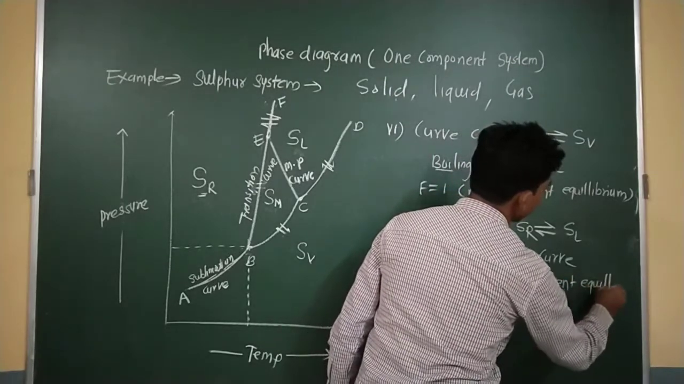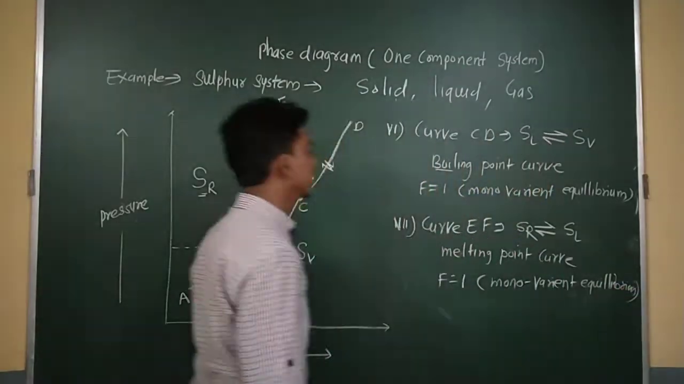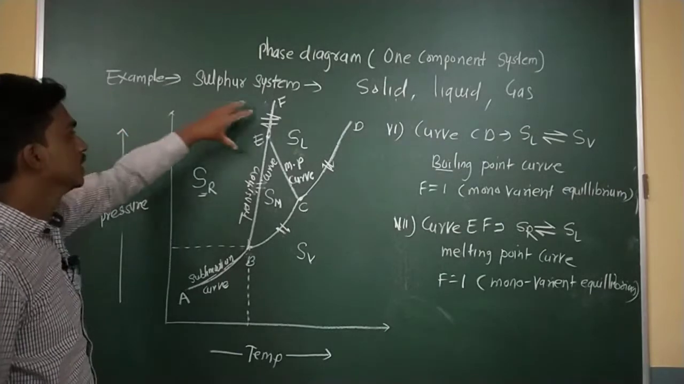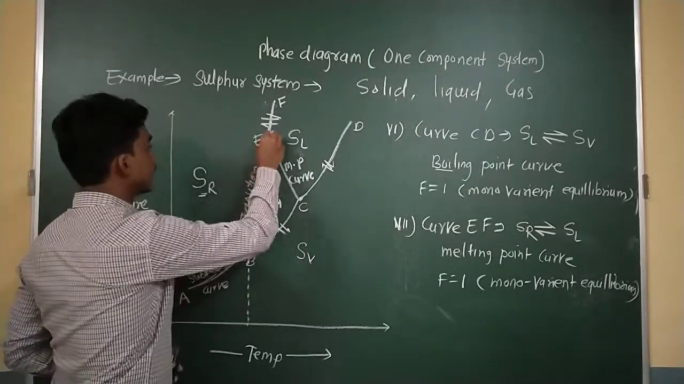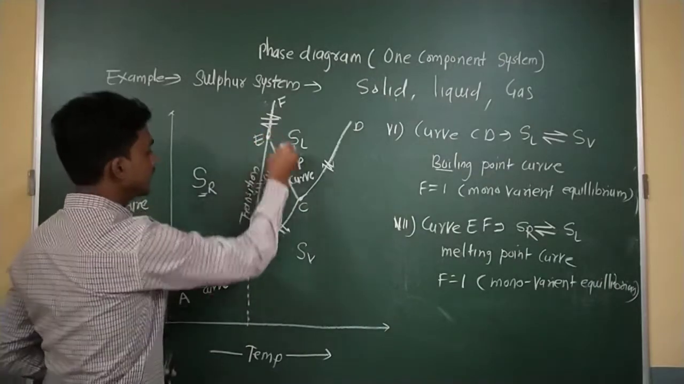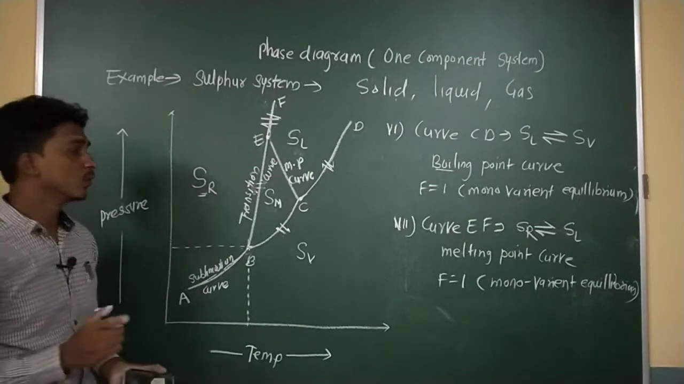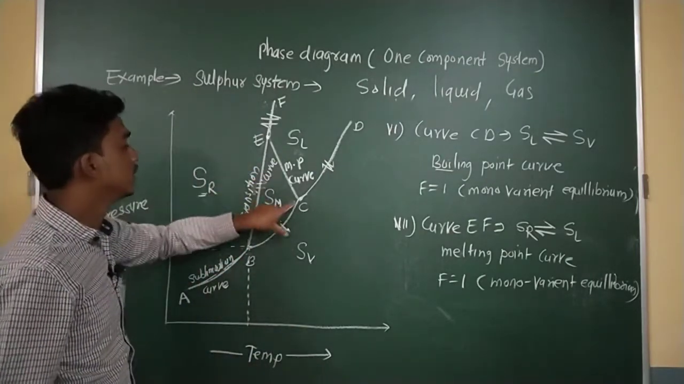Okay, so it is very easy to remember all these things. Monovariant equilibrium, very easy steps are there. Now the points B, E and C. In the water system there was only one triple point, but in the sulfur system there are three triple points.